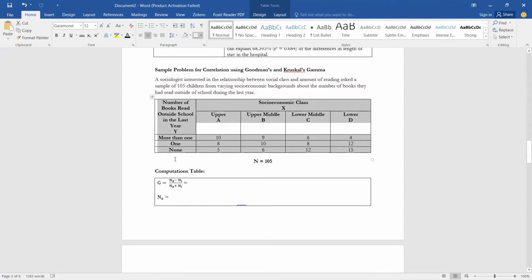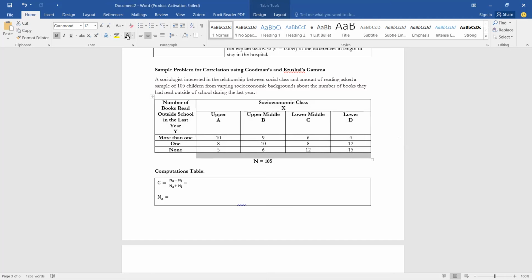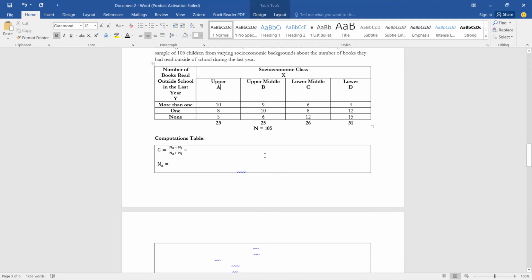Now, how will it be an expanded data table? You simply need to get the sum for each column, the column total, sorry. And that's it. So for upper class, it's 23, upper middle class, 25, lower middle class, 26, lower class, 31. And that's it. You can move to the computations table.